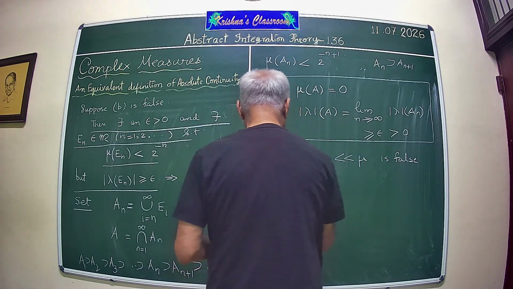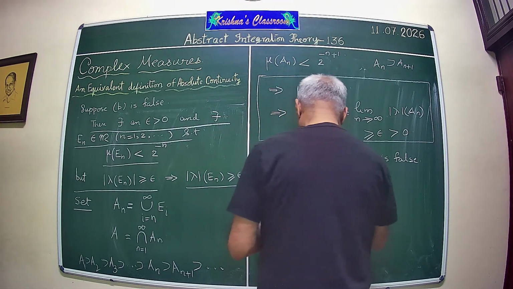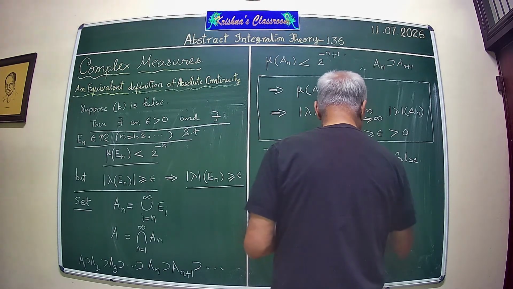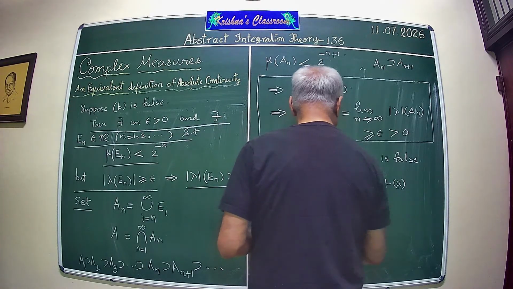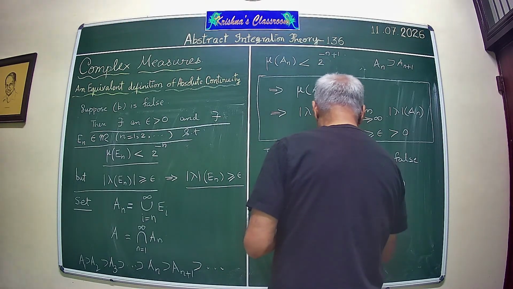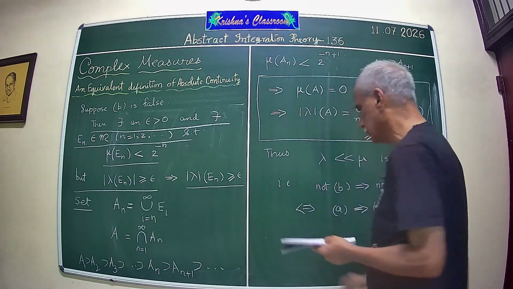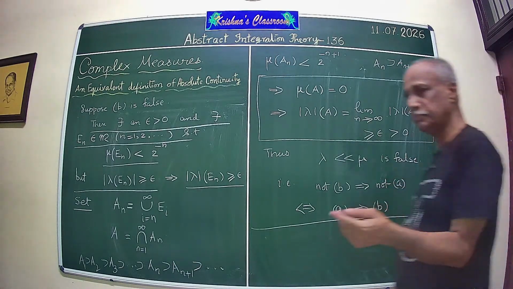It is not B, A, and that is if and only if implies. So that concludes the proof of our theorem.